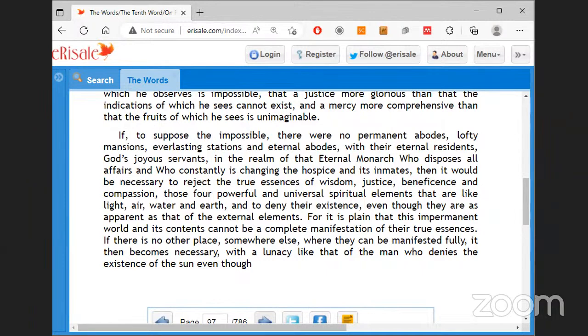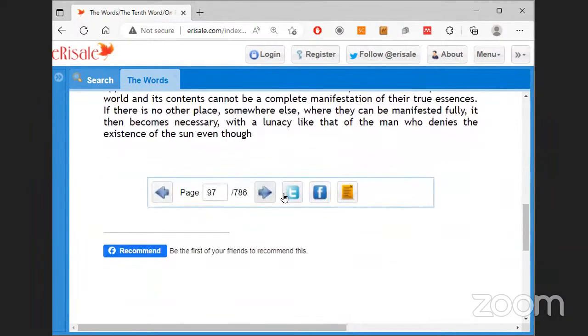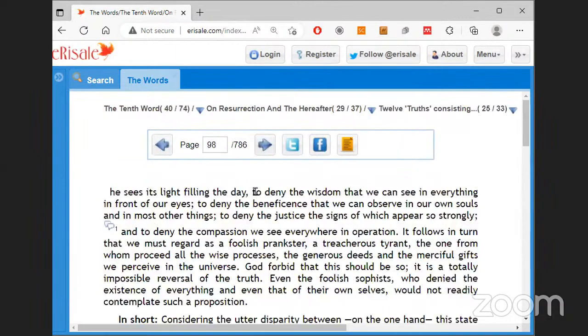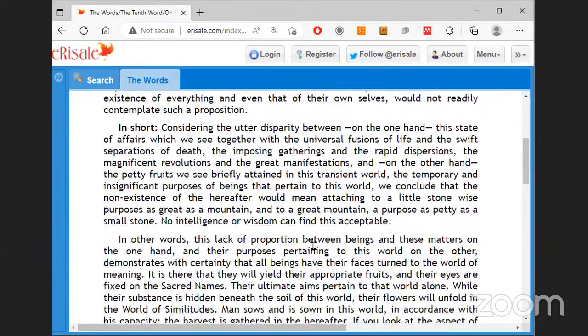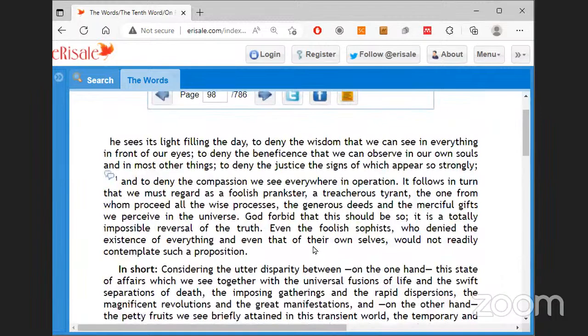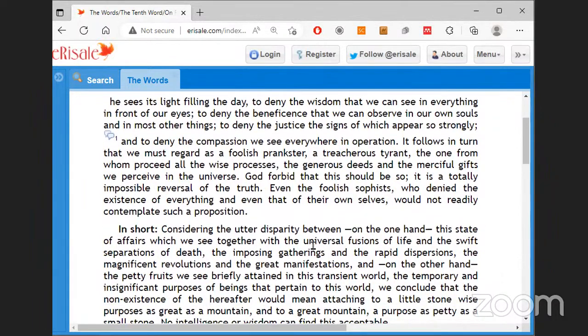If there is no other place somewhere else where they can be manifested fully, it then becomes necessary, with a lunacy like that of the man who denies the existence of the sun, even though he sees its light filling the day, to deny the wisdom that we can see in everything in front of our eyes, to deny the beneficence that we can observe in our own souls and in most other things, to deny the justice, the signs of which appear so strongly, and to deny the compassion we see everywhere in operation.